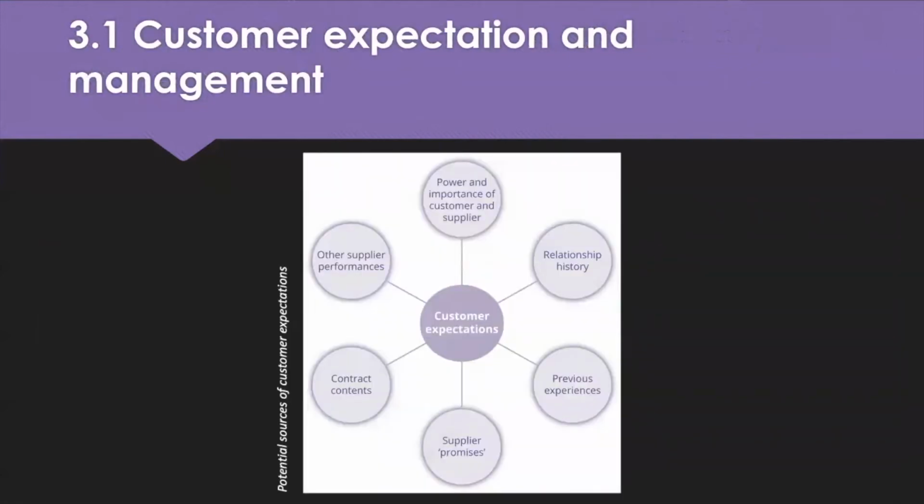Now, customer expectations can be created from a variety of sources. You've got the power and importance of the customer and supplier, relationship history, previous experience, supplier promises, contract contents, and other supplier performances. Now, some of these are outside the control of the supplier, but some sources can be directly influenced. And it may be possible for an organisation to meet the customer expectations entirely from standard operations and resources, or meet the customer expectation entirely by changing standard operations and resources.